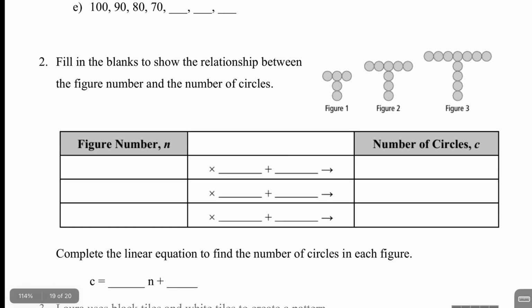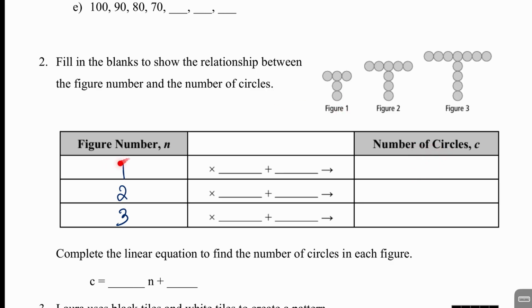This question is based on a picture. You can see three figures given here and a table, and you have to complete this table. In the first column, you have to write down the figure number. I have three figures: figure 1, figure 2, figure 3. So I'm writing figure 1, then figure 2, figure 3. And the corresponding number of circles in each figure you have to calculate and write down over here.